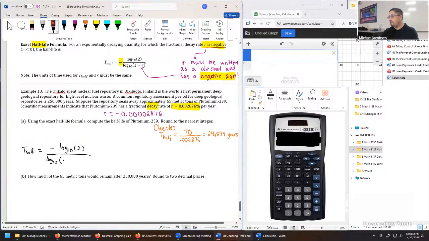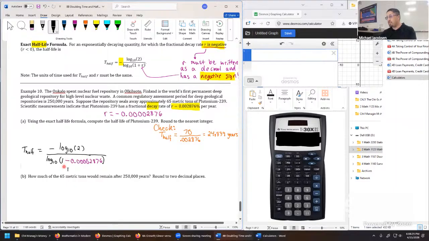So it's going to go 1. Actually, it's a minus right here. Then the author, I think we mentioned before, could have put a minus right here in the formula, but because R is negative, that would have been a double negation, and it actually messes up the formula. It has to be in that form. But once we have that, we put in R as the decimal number, 0.00002876.